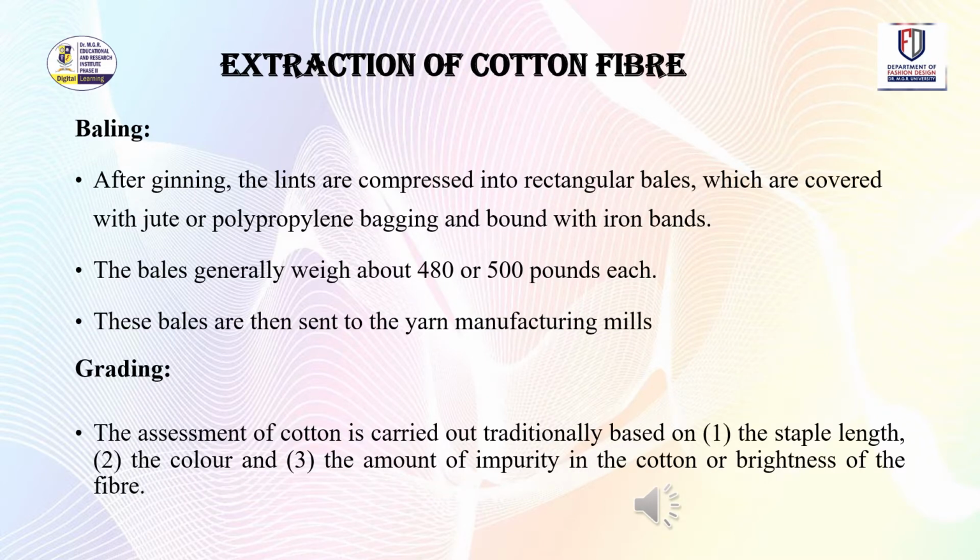Baling. After ginning, the lint is compressed into rectangular bales which are covered with jute or polypropylene baggings and bonded with iron bars. The bales generally weigh about 480 or 500 pounds each. The bales are then sent to the yarn manufacturing mills. Grading. The assessment of cotton is carried out traditionally based on the staple length, the color, the amount of impurities in the cotton, and the brightness of the fibers.